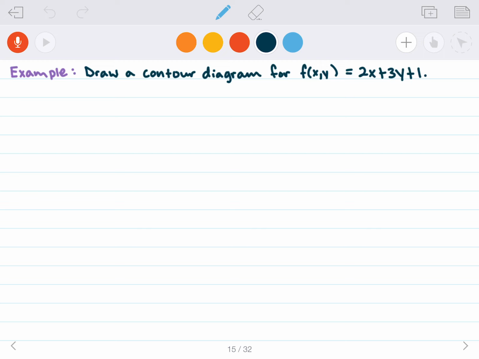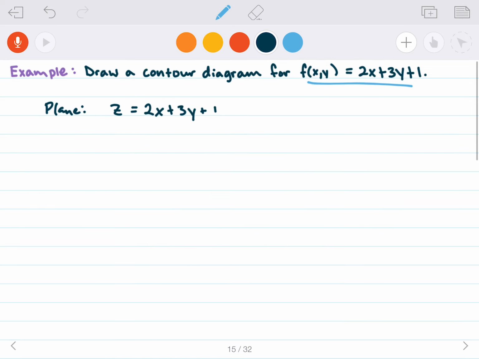Alright, so draw a contour diagram for this guy. Now, we should recognize right off the bat that this is a plane. We just have x's, y's, and constants. No x squareds, no y squareds, nothing like that. So our plane is going to take the form z equals 2x plus 3y plus 1. And I want to do a contour diagram, so I'm just going to start at k equals 0 and go all the way to k equals 4.